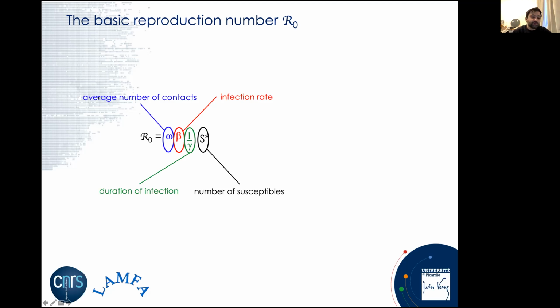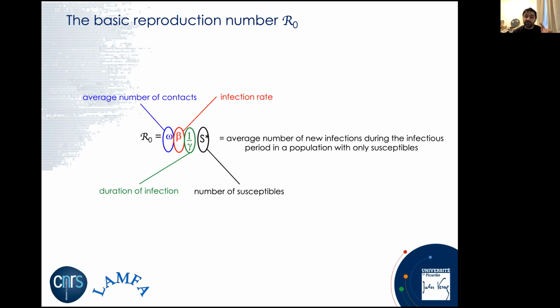So if you try to make a sentence with all this, you put these together, what you obtain is the average number of new infections during the infection period in a population made with only susceptibles. This is also important because sometimes we forget, we just say, oh, greater than 1, less than 1. But it means that the population is made only of susceptibles. I will come back later with an example when we talk about COVID.